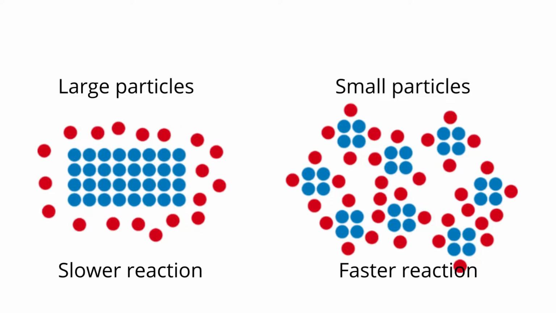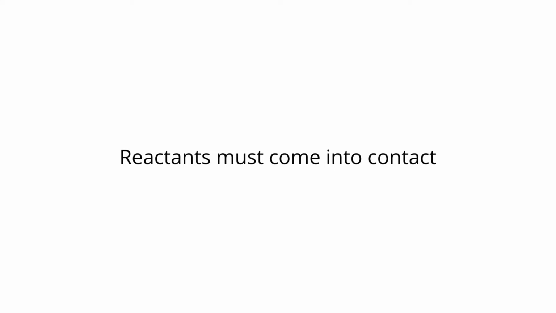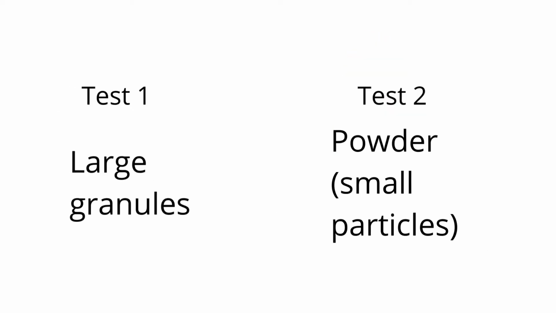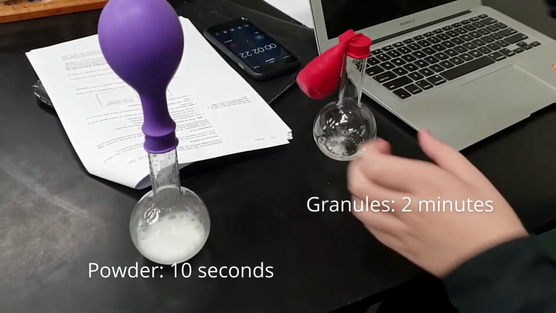Just like in the previous experiment, this is a part of collision theory, where the reactants must come into contact for a reaction to occur. To examine this, we conducted an experiment to react marble chips with hydrochloric acid to produce a gas. In the first test, we used regular marble chips with relatively large particle size. In the second test, the marble chips were ground to a powder, giving a smaller particle size.